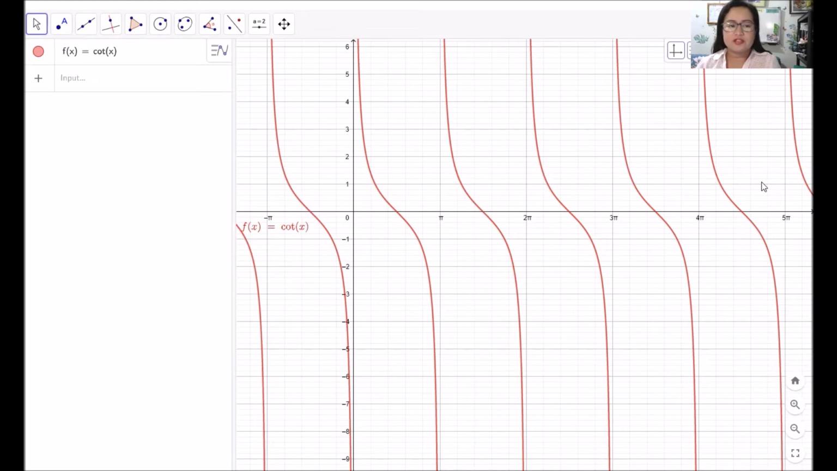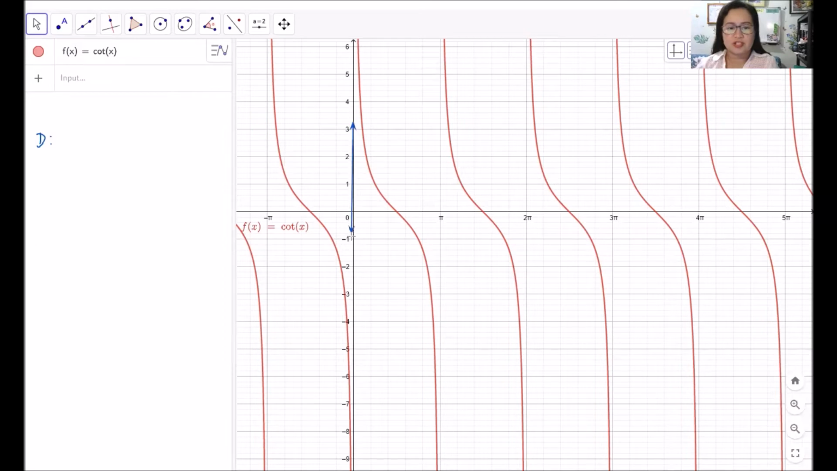Now let us study the characteristics of the cotangent function. As you can see, there we have a graph on screen illustrating the cotangent function. Let's start by identifying the domain of the given function. Just like the tangent function, there are vertical asymptotes.